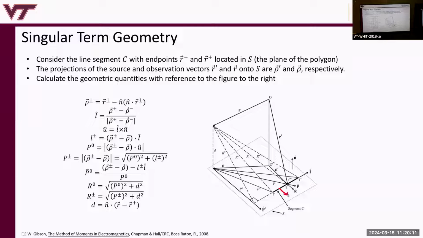Now u hat is a vector normal to the line segment, right? This vector. To find that, we take the cross product of L and the normal. The normal is the normal to the plane containing the triangle. Make sense? Because L crossed with N gives you u. Yeah?